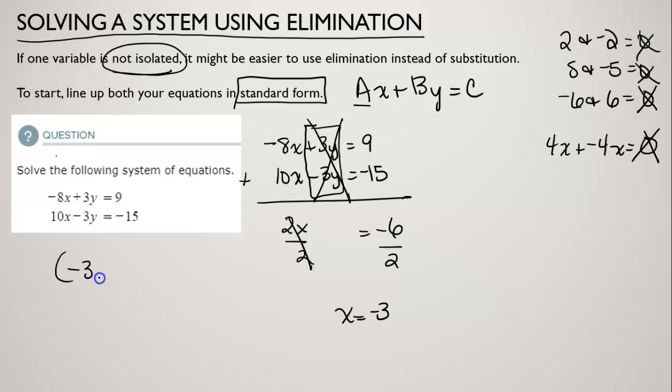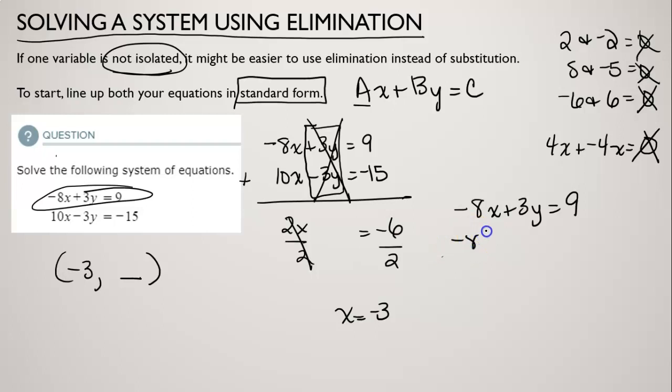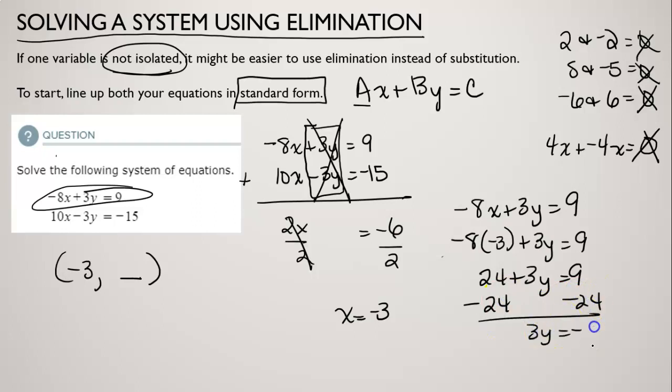But remember, my solution should always be an intersection point unless it's no solution or infinite solutions. So we need to substitute that. It doesn't matter which equation you use. I usually use the one with smaller numbers just to make it easier for me. So I'm going to use negative 8x plus 3y equals 9. I'm going to replace x with negative 3. Negative 8 times negative 3 is 24, plus 3y equals 9. I'm going to subtract 24 from each side, so 3y equals negative 15. I'm going to divide both sides by 3, and so y equals negative 5. So I put that in as a part of my solution there.